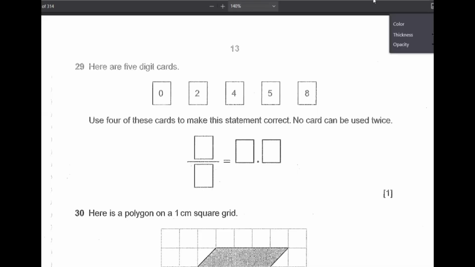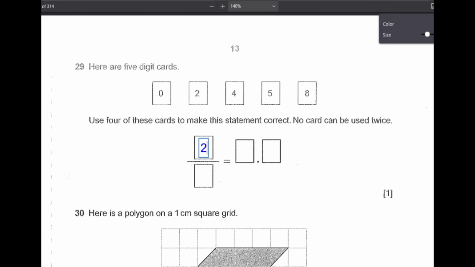Okay, this is paper 1, 2016, April. We continue with question number 29. We see here 5-digit cards: 0, 2, 4, 5, and 8. They say use the 4 cards to make this statement correct. No card can be used twice. So, according to the options you've got, we know the decimal point.